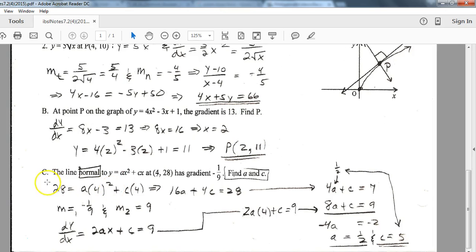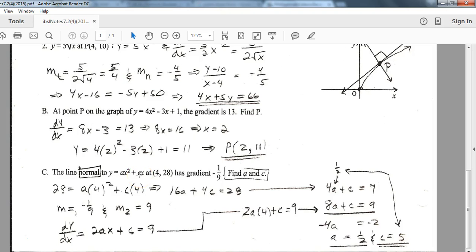Last one here, part C. Again, you have to highlight a word like this on a test, the word normal. So I know I'm looking at a perpendicular. I'm given a gradient, which would tell you that the derivative is equal to -1/9. In this case, I'm trying to come up with these two values here for a and c.